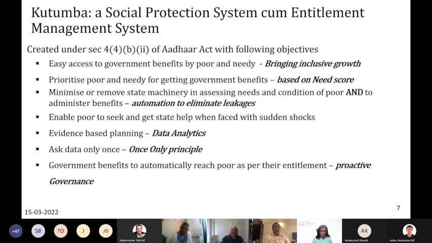Now, these were the objectives. As you can see, the objective is not to maximize revenue of the government. The objective is that the poor should get help, leakages are to be removed, the famous principle of ask data only once, and an entitlement-based system. These were the objectives with which Kutumba started.